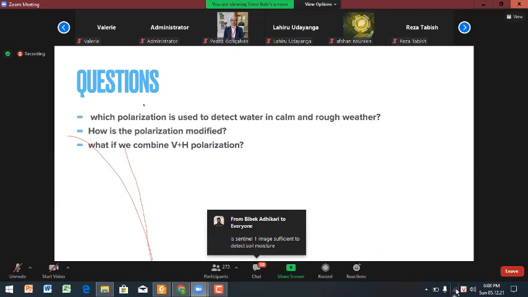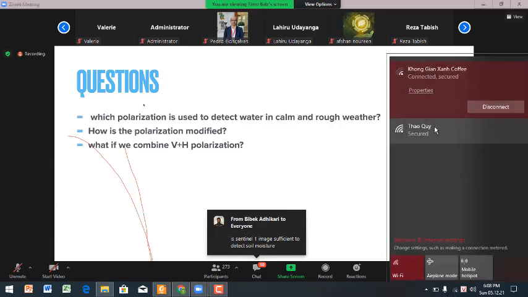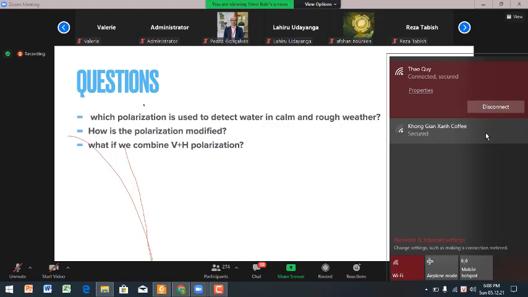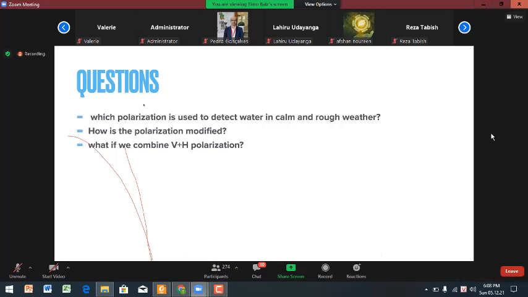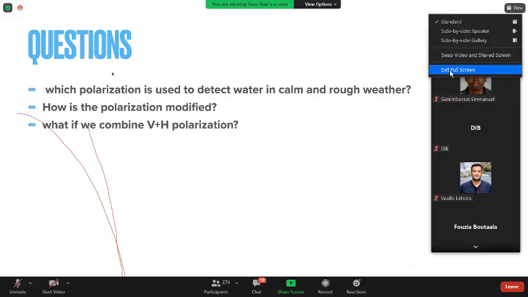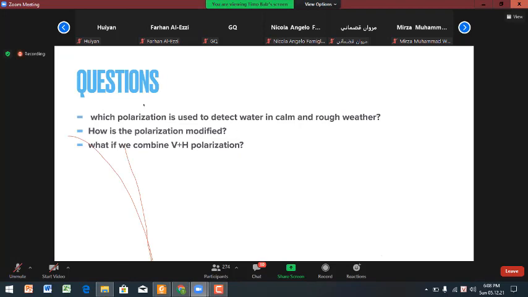Sure, you can use all. I think, if I remember it right, you can do it also with the other polarizations, but if I remember it right, there were quite a lot of applications that use the VH polarization. Now, how is the polarization modified?